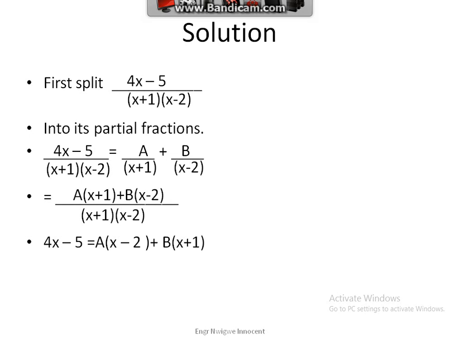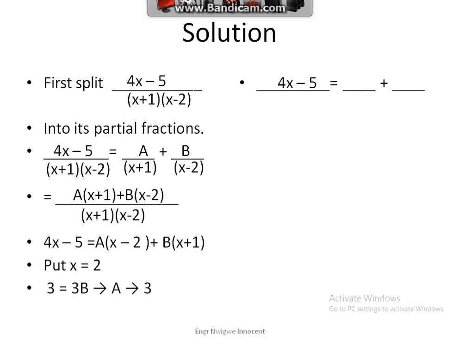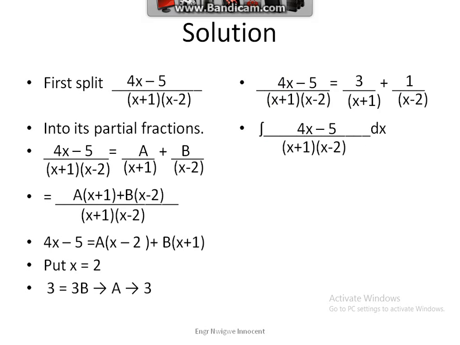If you put s equals 2, we now have 3 equals 3B, so B equals 1. Therefore A equals 3. If you substitute into the equation, we now have (4s - 5) over (s + 1)(s - 2) equals 3 over (s + 1) plus 1 over (s - 2), and we now have the integral of (4s - 5) over (s + 1)(s - 2) ds.